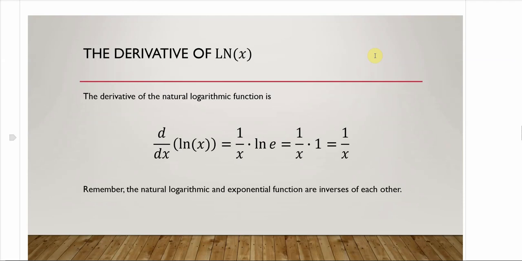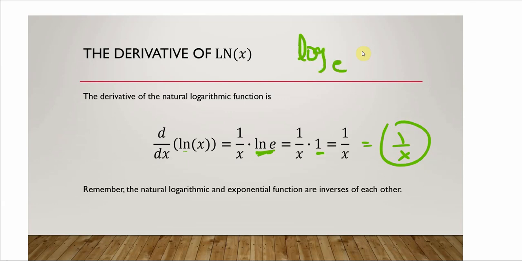Now we're going to take the derivative of the natural log functions. What is the derivative of ln of x? The derivative of ln of x is going to be 1 over x times the natural log of e. But the natural log and e are inverses of each other, so this right here is going to turn into a 1, so I'm left with 1 over x. So the derivative is 1 over x. Okay? Now, please understand, ln of x is really log base e of x. So this and this are the same function. So what happens if I change my base?